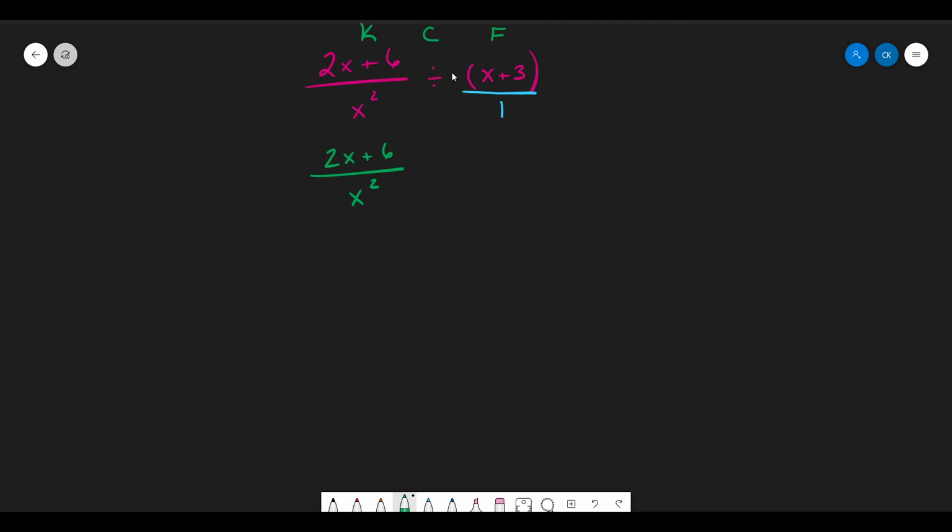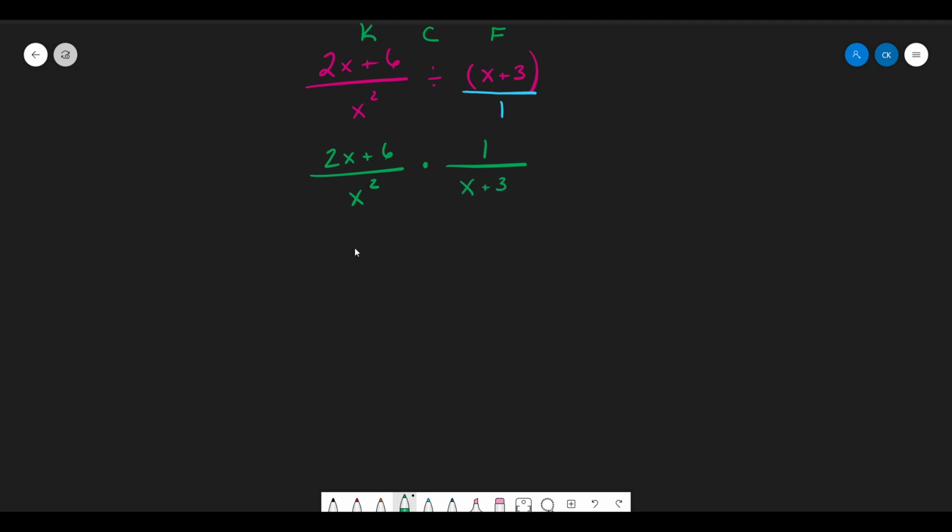The sign, you change the sign. This is division. You change it to multiplication. The second fraction, you will flip it. It's x plus 3 over 1. When we flip it, it's going to become 1 over x plus 3.